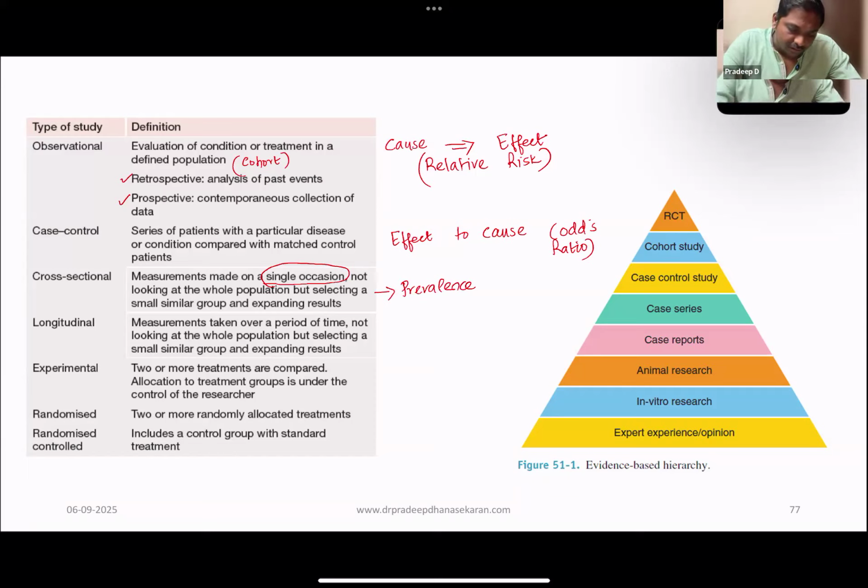Then you have the experimental study, and randomized and non-randomized control trials you already discussed. If you look at the evidence-based hierarchy pyramid, number one, at the top, will be the randomized control trial, which should be very well conducted. A very well conducted randomized control trial.